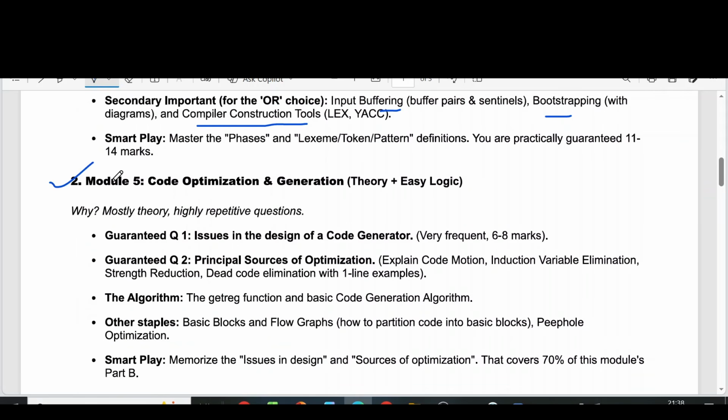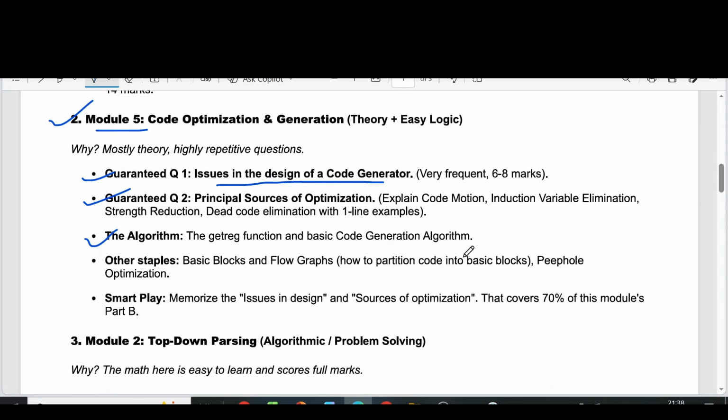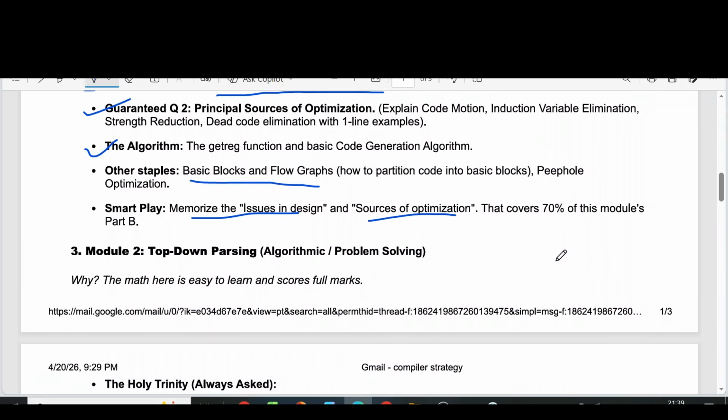Then the next module you have to learn is module 5, code optimization and generation. From that, the guaranteed question 1 is issues in the design of a code generator. Then question number 2 is principal sources of optimization. Then the algorithm, getreg function and basic code generation algorithm. Other questions are basic blocks and flow graphs, how to partition code into basic blocks, and peephole optimization. So in this module, you have to memorize issues in design and sources of optimization.